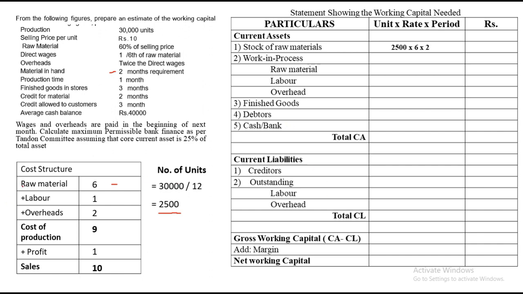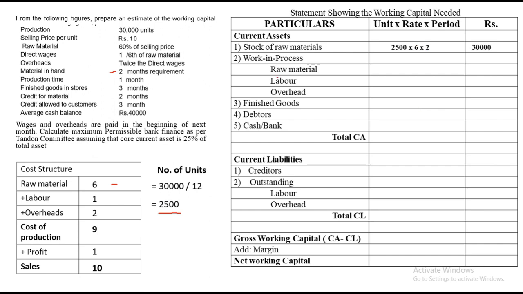Unit taken from unit, rate taken from the cost structure, and period from the question, and just multiply it. That's it. With that we'll be able to get each and every answer. So 2,500 into 6 into 2 will give you the value of 30,000 rupees. That is the value of raw material.